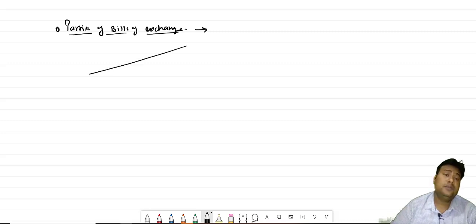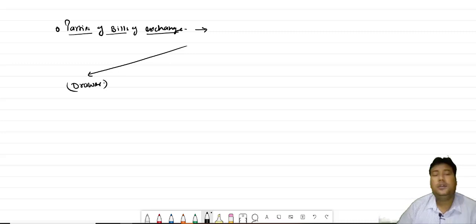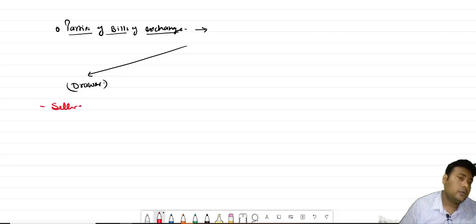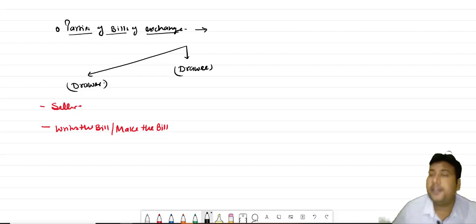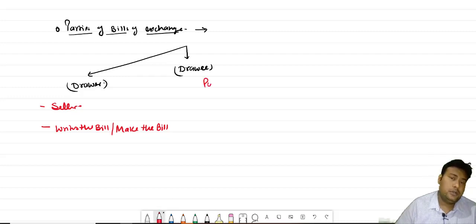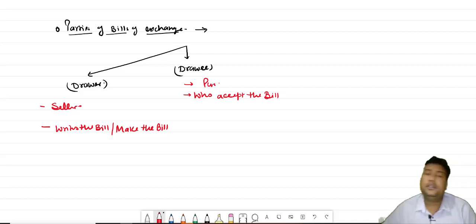Like, bacha, in the bill of exchange, the number one party is the drawer. Who is the drawer? The drawer is the seller, the person who writes the bill. You can say the one who made the bill is known as the drawer. The second party is the drawee. The drawee is the purchaser who accepts the bill.